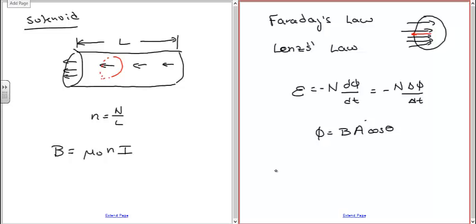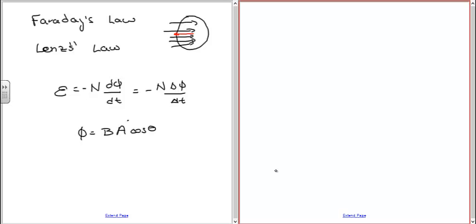So how are we going to have a test problem on this? Well, there's going to be a start time, and there's going to be an end time. And you're going to have some initial value of the magnetic field, and some final value of the magnetic field. And then there's probably some area associated with it. We won't change the area.